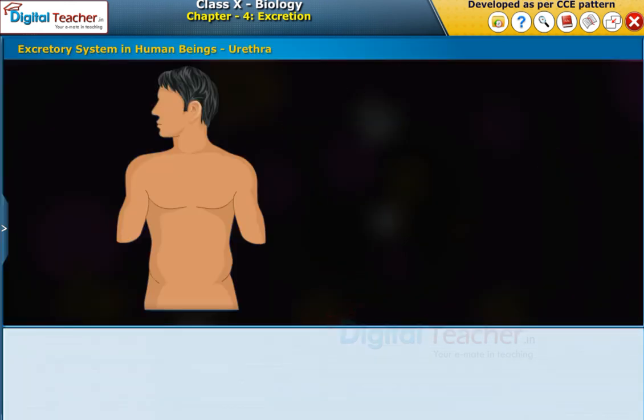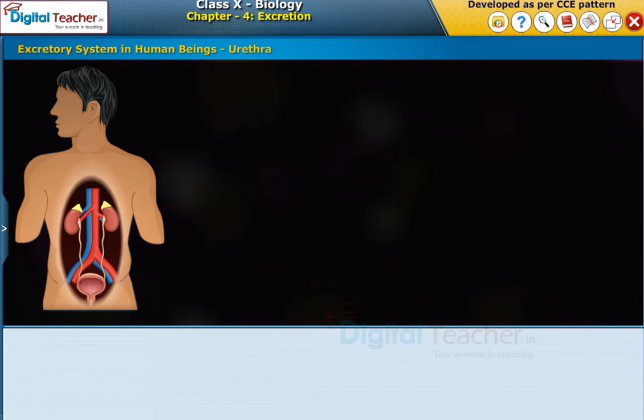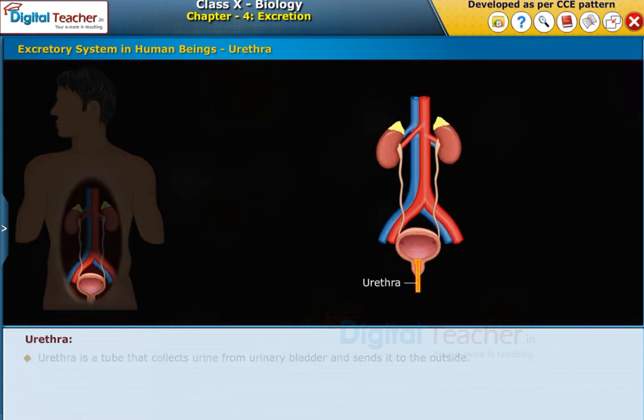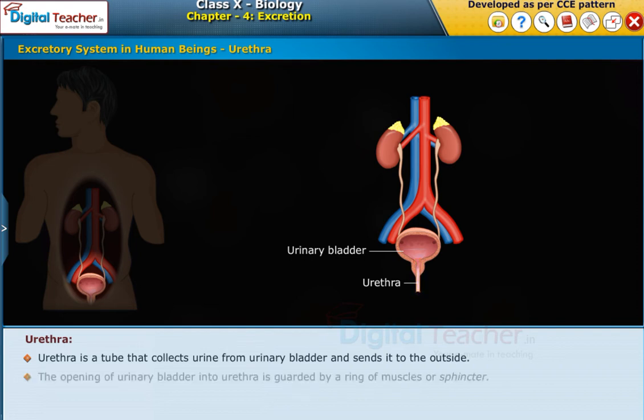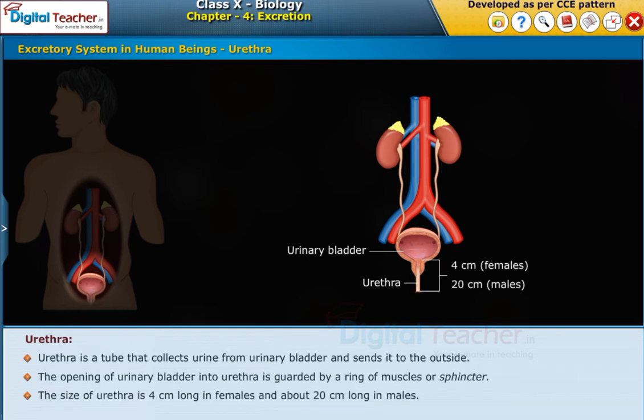Let us learn the functioning of the urethra in detail. The urethra is a tube that collects urine from the urinary bladder and sends it to the outside. The opening of the urinary bladder into the urethra is guarded by a ring of muscles or sphincter. The size of the urethra is 4 cm long in females and about 20 cm long in males. Its opening is separate in females but is in common with the reproductive tract in males, the urinogenital duct.